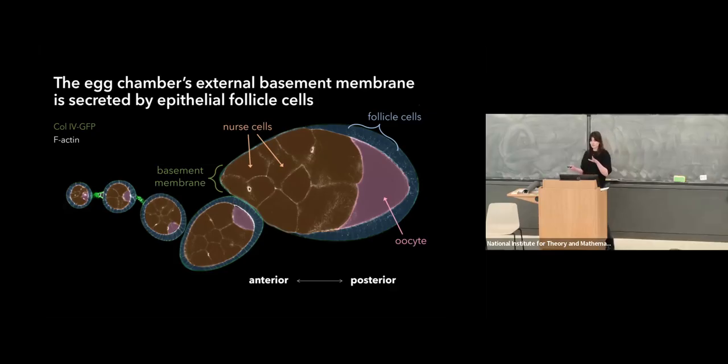Just a couple things to note here before I move on. I'm always going to show you egg chambers oriented like this, with the oocyte facing towards your right. You might think that the follicle cells at the anterior here are gone, but I promise they are still there. They're just very thin and stretched out.